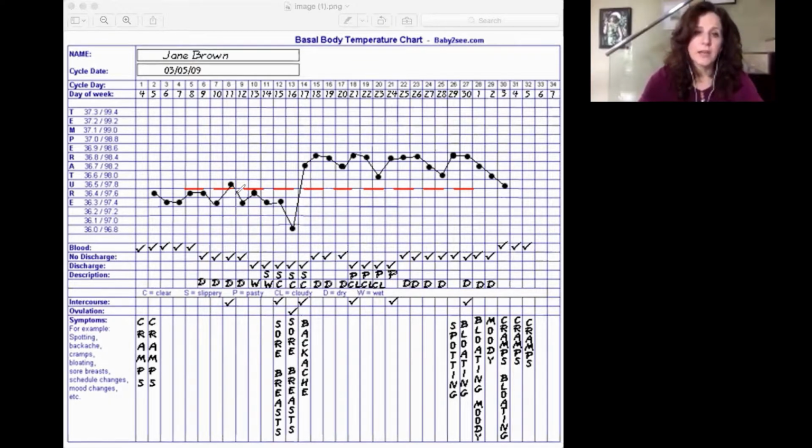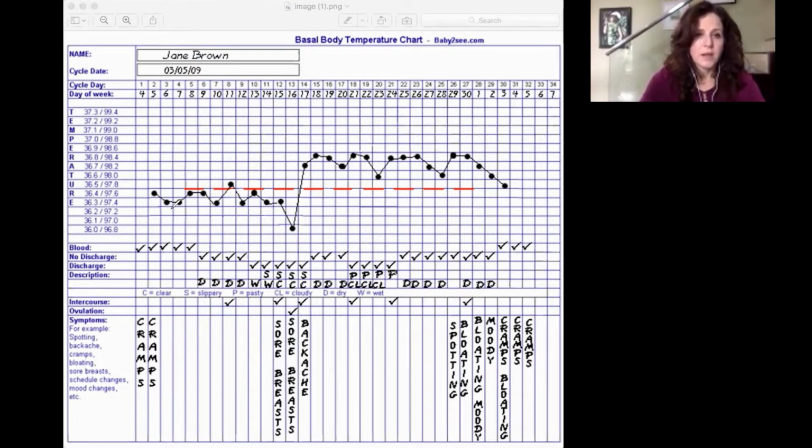What you want to look at as you're charting every day, you can see the beginning of your cycle here. So you're going to start... it's best to try to start on cycle day one, a new chart every month. So on cycle day one, you'll start here, and it should be fairly low below this red line here. And you want it to stay somewhat stable.